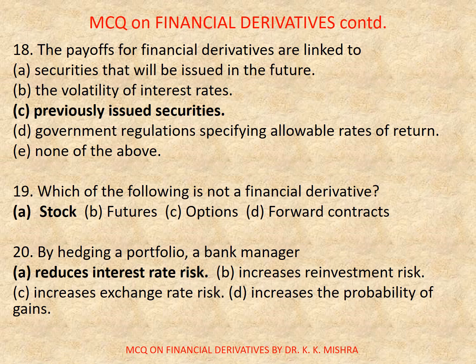Question number 20. By hedging a portfolio, a bank manager. Options are A. Reduces interest rate risk, B. Increases investment risk, C. Increases exchange rate risk, D. Increases the profitability of gains. Correct option is A. Reduces interest rate risk.